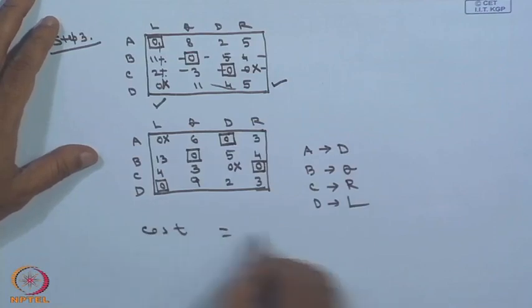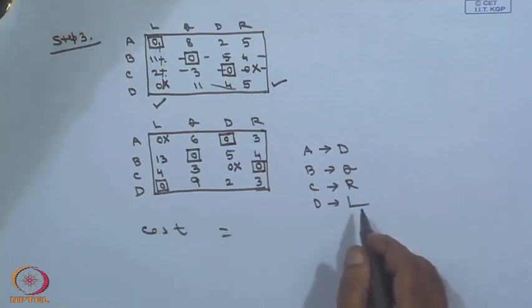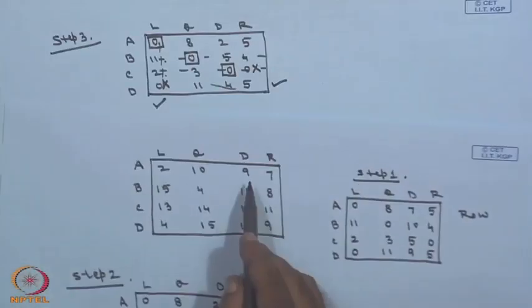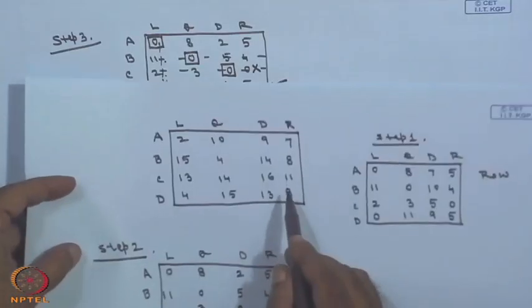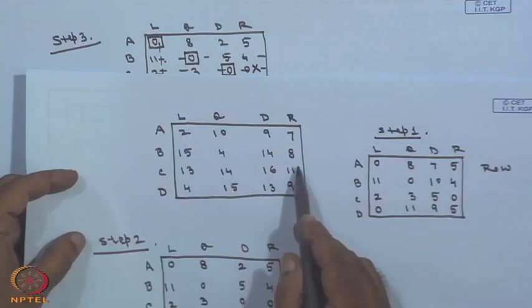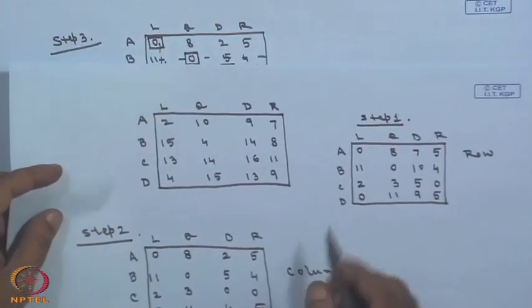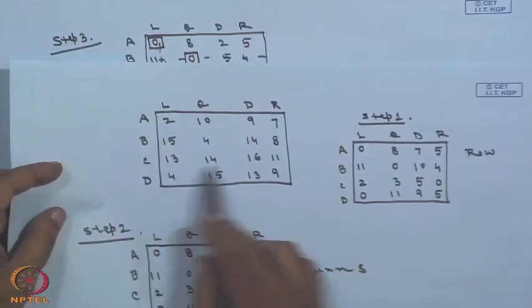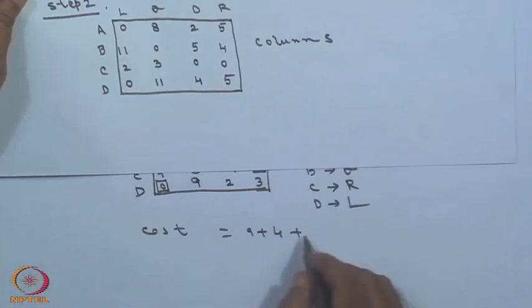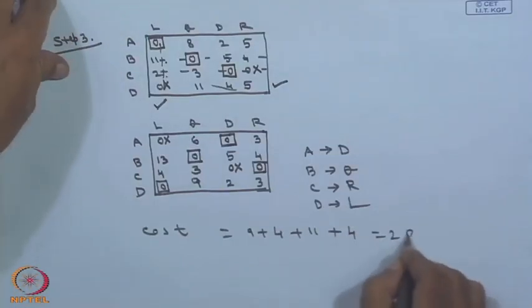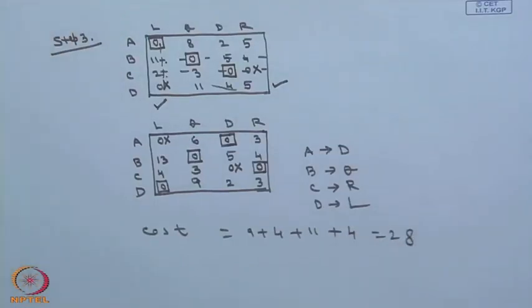The cost will be the corresponding cost of the original problem for each cell. A to D is 9, B to Q, Q is 4, so it is 9 plus 4, then C to R is 11, plus D to L, L is 4. So, the total cost becomes 28. Like this way we can solve the problem.